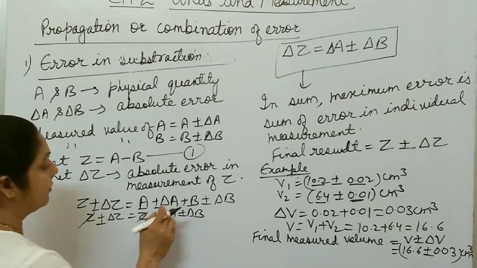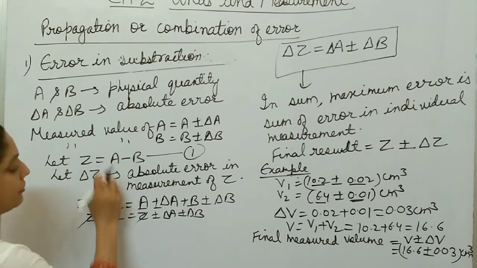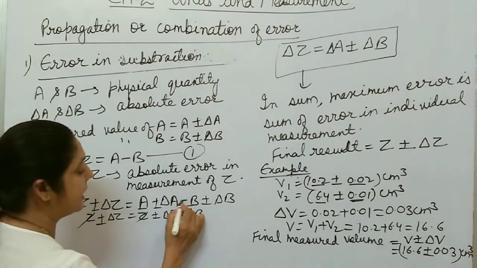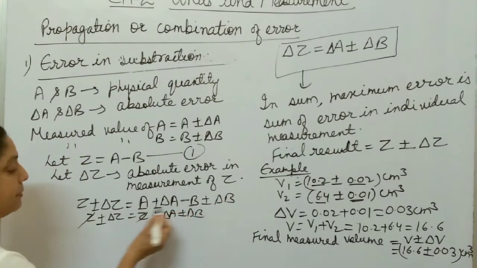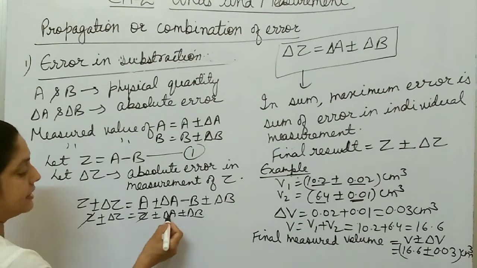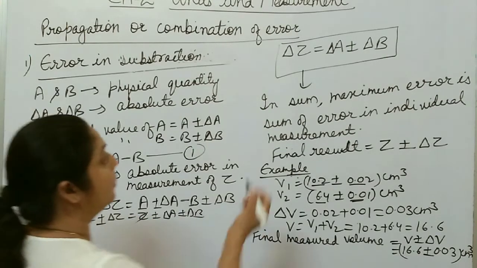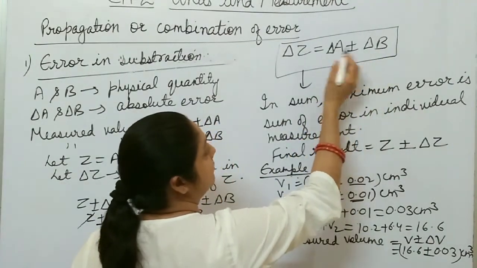And here A minus B. So measured value of A becomes A plus minus delta A, and here you take just the minus sign, then B plus minus delta B. Now this A minus B becomes again Z plus minus delta A plus minus delta B. This Z cancels. Delta Z is equal to plus minus delta A plus minus delta B.